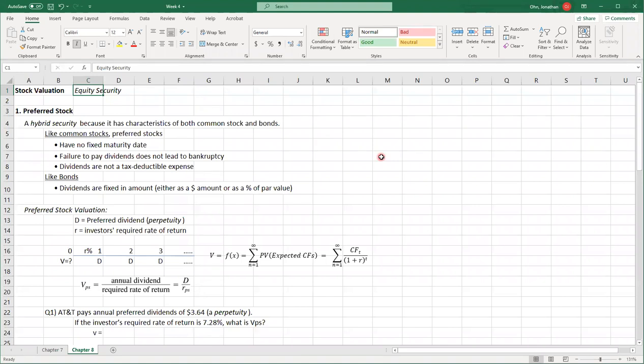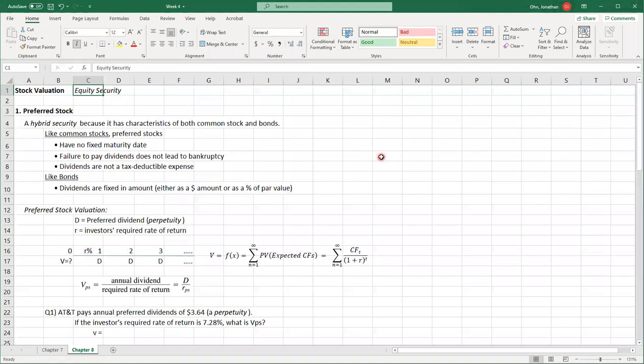Sure. Preferred stock is a hybrid security because it has characteristics of both common stock and bonds. Like common stocks, preferred stocks have no fixed maturity date. Failure to pay dividends does not lead to bankruptcy, and dividends are not a tax-deductible expense. And like bonds, dividends are fixed in amount, either as a dollar amount or as a percentage of par value. Okay, thank you.